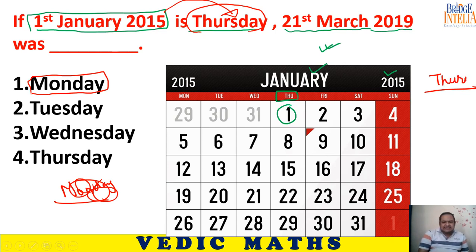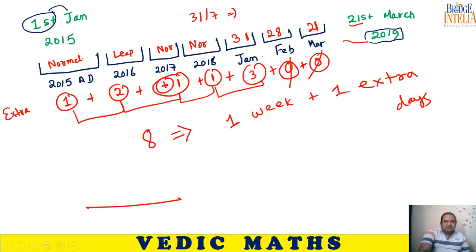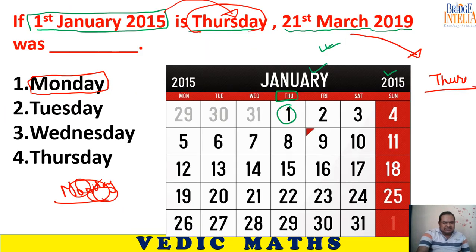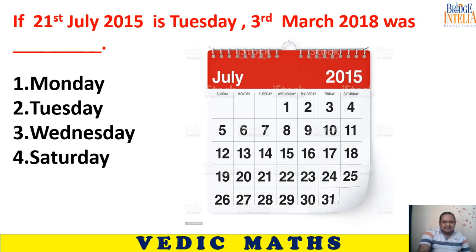So let's verify using the calendar whether 21st March 2019 was actually Thursday or not. This is the calendar of March 2019, 21st. It was actually a Thursday, so our answer matches. Let's take a second example: 21st July 2015. This is the calendar of July 2015. 21st July 2015 is Tuesday. So yes, it is Tuesday.